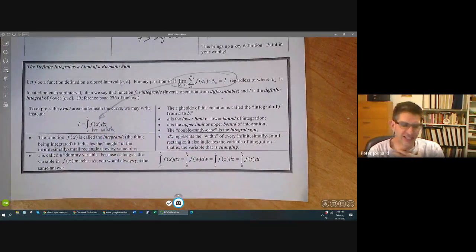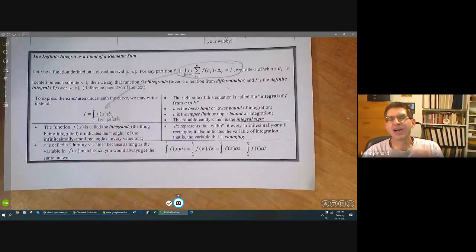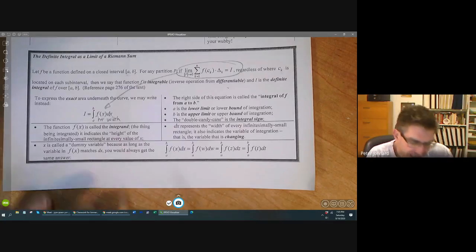And so what's happening here is you're adding up an infinite number of rectangles, each of which has an infinitesimally small width, which is kind of weird. And if you do that, if the function is integrable, you end up with a finite number, which is really cool. That's what's going on here.